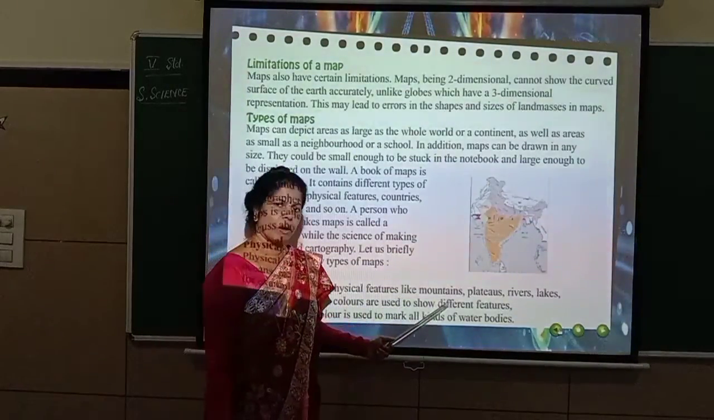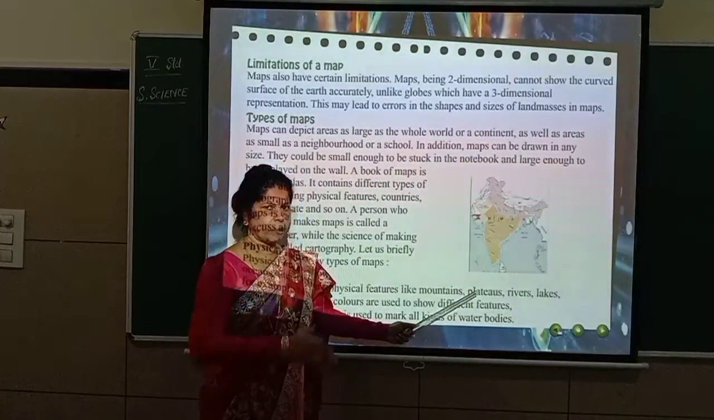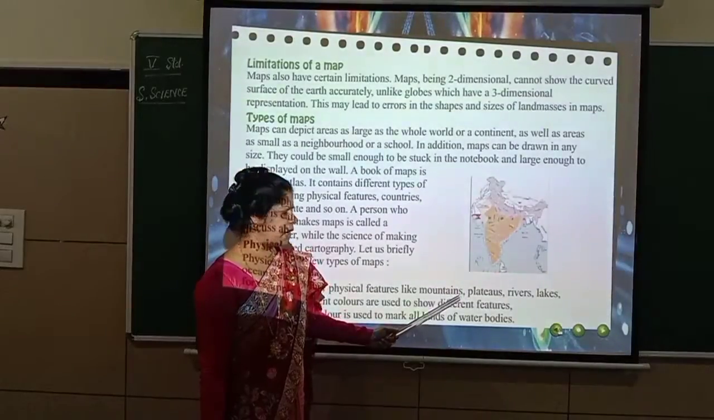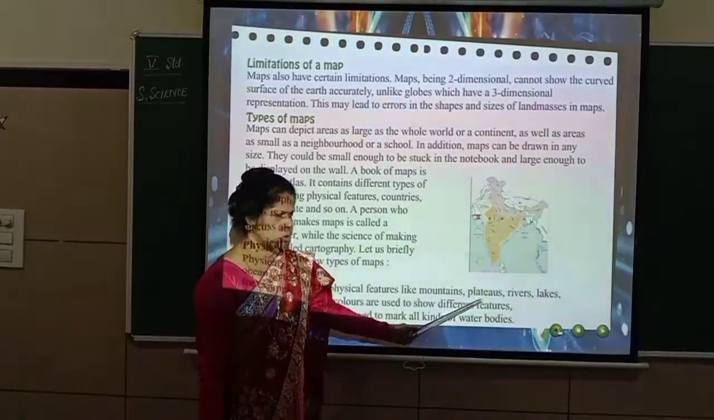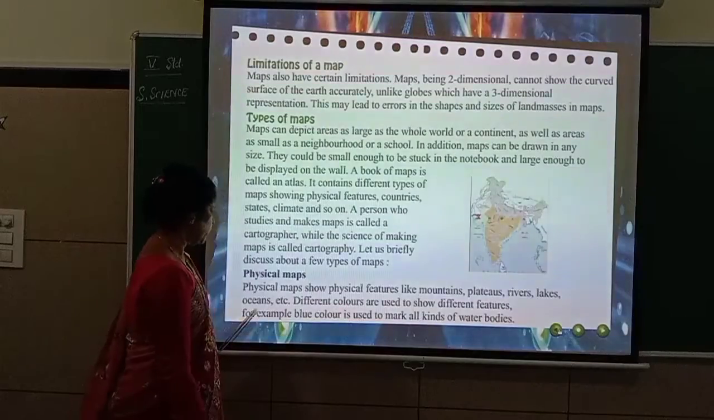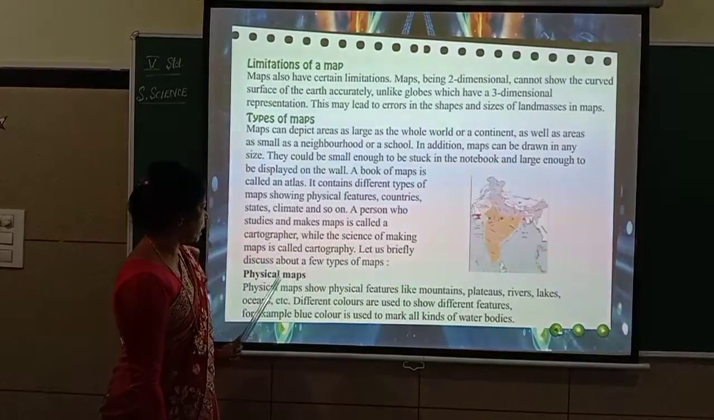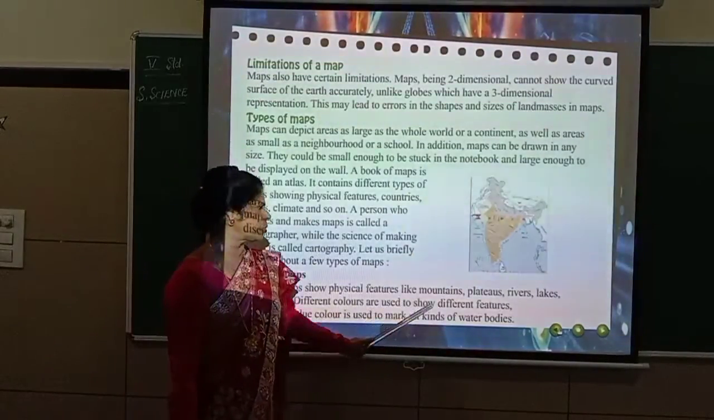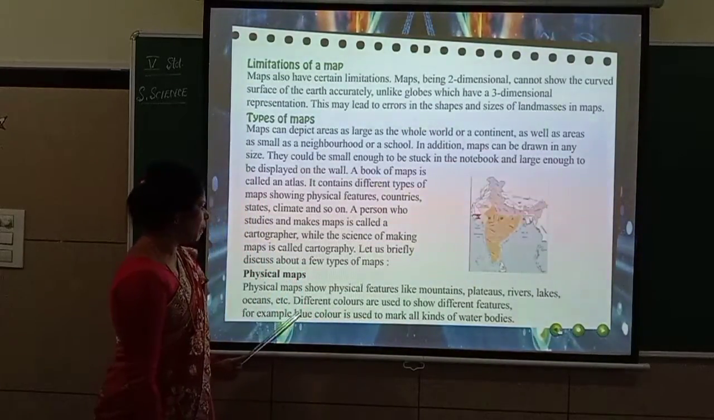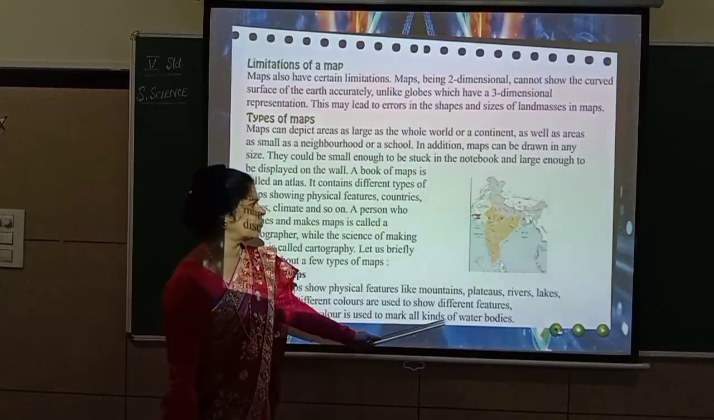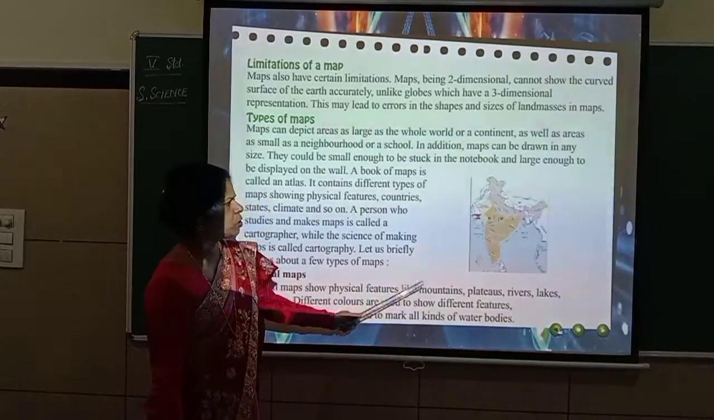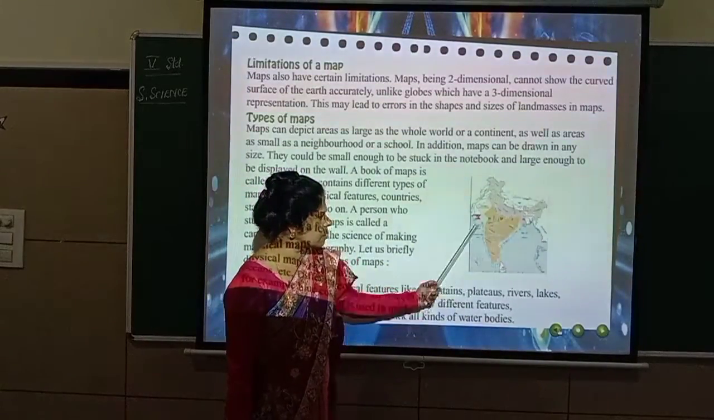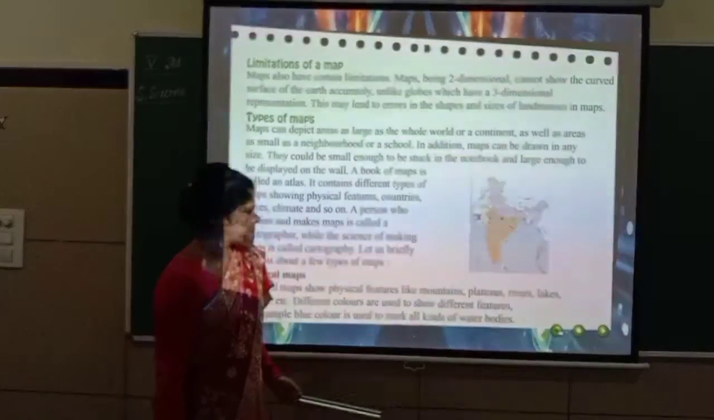Physical features like mountains. Mountains means sloping areas in the raised land, highland, raised highland with sloping areas. Okay, that is mountains, plateaus, rivers, lakes, oceans, etc. All these can be seen under physical maps. Different colors are used to show different features. For example, blue color is used to mark all kinds of water bodies. So, if there are blue colors, then it is nothing but water bodies. Okay.